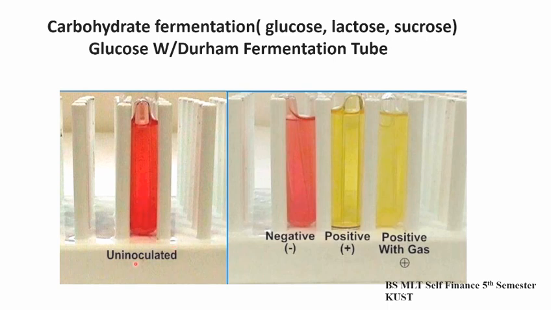This is uninoculated, this is a control. Uninoculated means there is no inoculation here. It is negative because it didn't change the color, and no gas bubbles appear. Positive, it just changes color, and here you can see bubbles, maybe small dots.